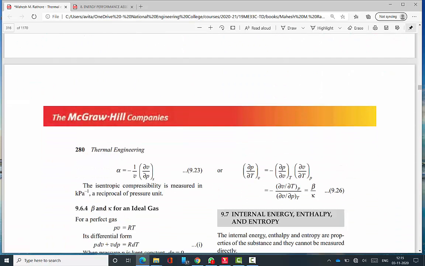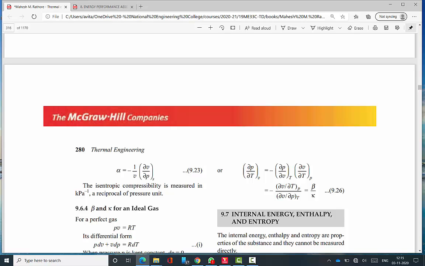So alpha equals minus 1 by V into dou V by dou P at constant S. The minus symbol is there because when pressure is rising, volume is decreasing. Therefore, that 1 by V into dou V by dou P is the isentropic compressibility.